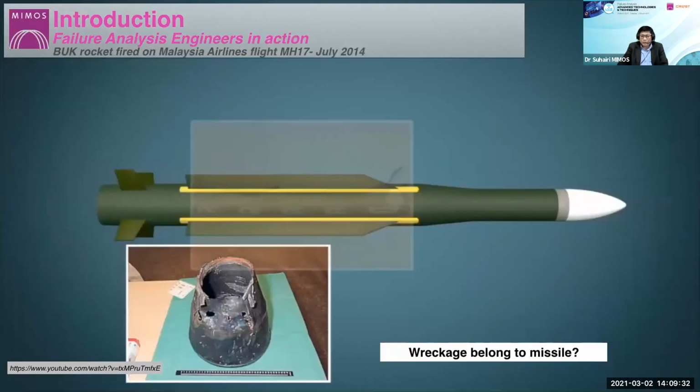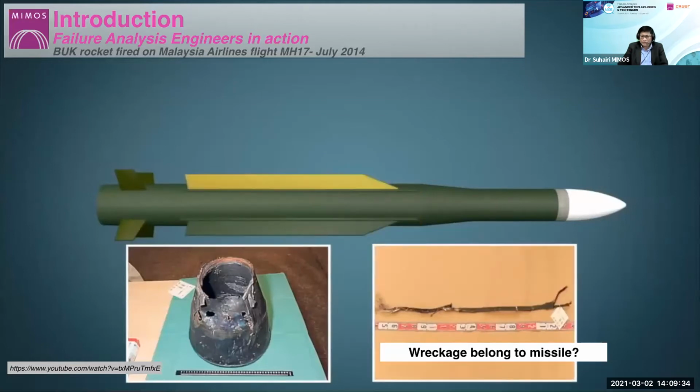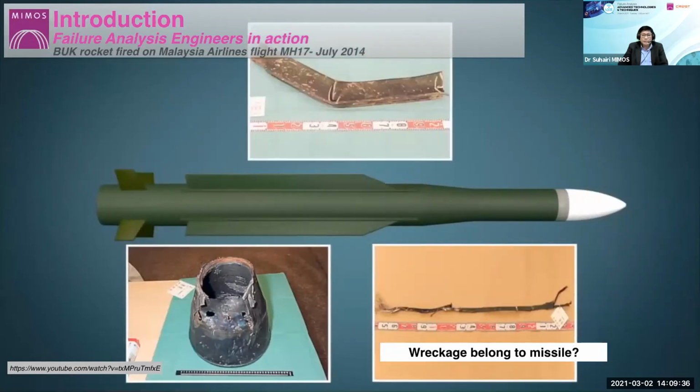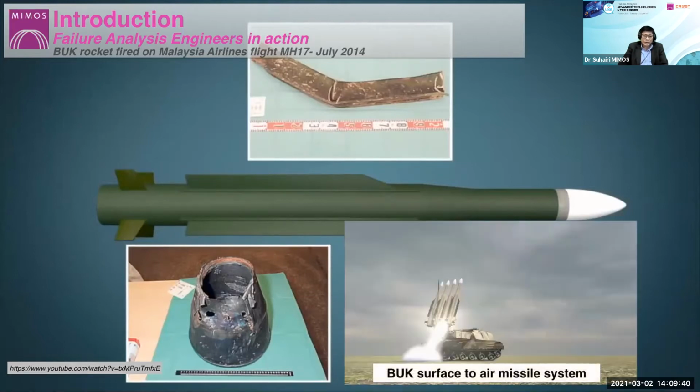And in the analysis, it was found that the identified paints match the paint of recovered missile parts. And this finding led to a hypothesis by the Dutch Safety Board that the downing of flight MH17 was caused by a missile launched from a Buk surface-to-air missile system.